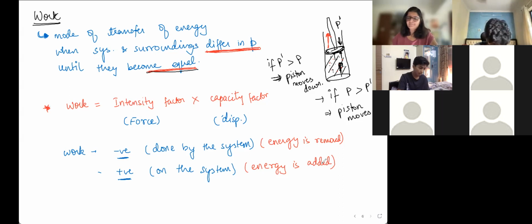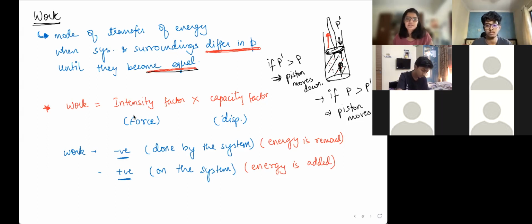Okay. Ma'am, could you explain work again? So work is a mode of transfer of energy. Basically, you spend energy to do work, and when work is done on you, you gain energy. So that's where the transfer of energy part comes into the picture.